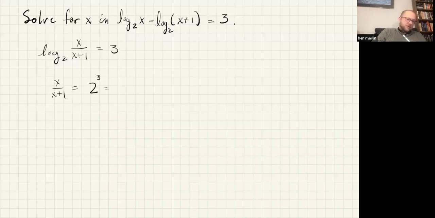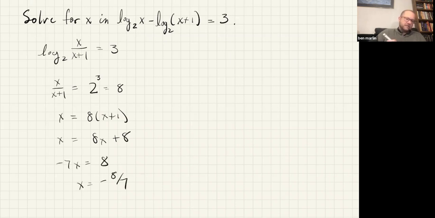Now we have to know that 2 to the 3 is equal to 8. So we can cross multiply again, have x equals 8 times x plus 1. So x is 8x plus 8, which means minus 7x is equal to 8, and x is equal to minus 8/7.